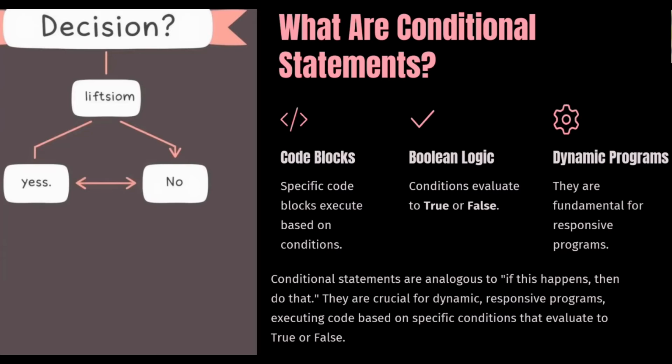When you are programming, there are conditional statements, meaning conditions that depend on the decisions you take. There are certain conditions here also in Python programming: if the condition is passed, then only that logic block will be executed. That is called a code block, specified code that executes based on those conditions.